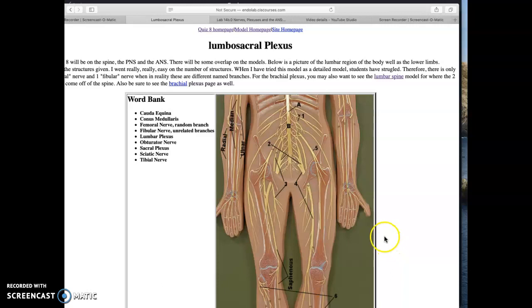But I'm going to have you go to the other model, and you're going to identify the structures. Nobody's ever gone lumbar and sacral plexus wrong. Please don't be the first. But we're going to focus on the tibial nerve, the fibular nerve, the femoral nerve, the obturator nerve, and the sciatic nerve as well. And again, don't worry about the branches of the fibular nerve or the femoral nerve. I wasn't very careful on which branches I pointed to on them, so I'm not holding you accountable for that. So, thank you.